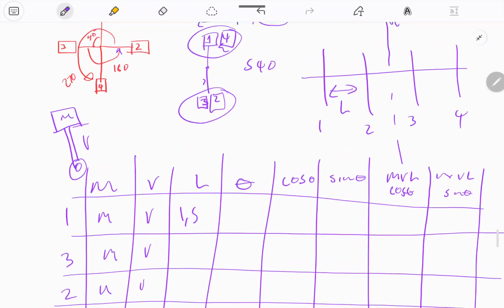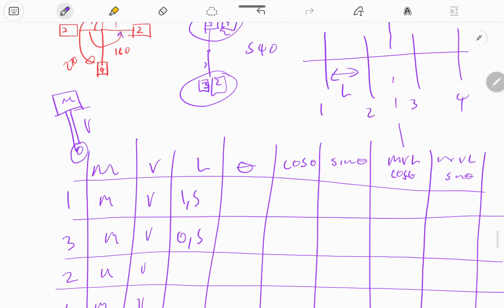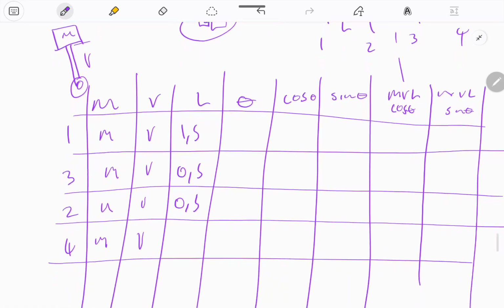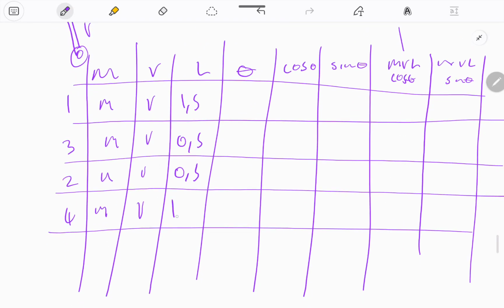And then if I'm at 3, we're having 0.5. If I'm at 2, we're having 0.5. You see, not a full L, but half of L. When I'm at 4, I'll have a full L and a half L. So that should be a full L and a half L.